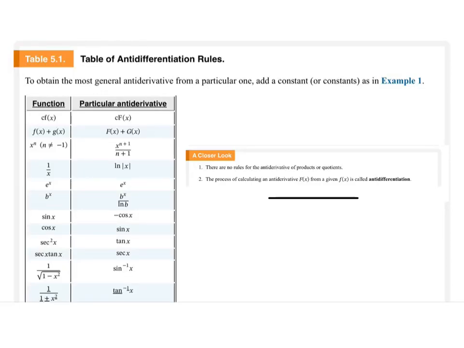This is kind of where we left off yesterday. I had you write down the table of anti-differentiation rules. Did you write these down?